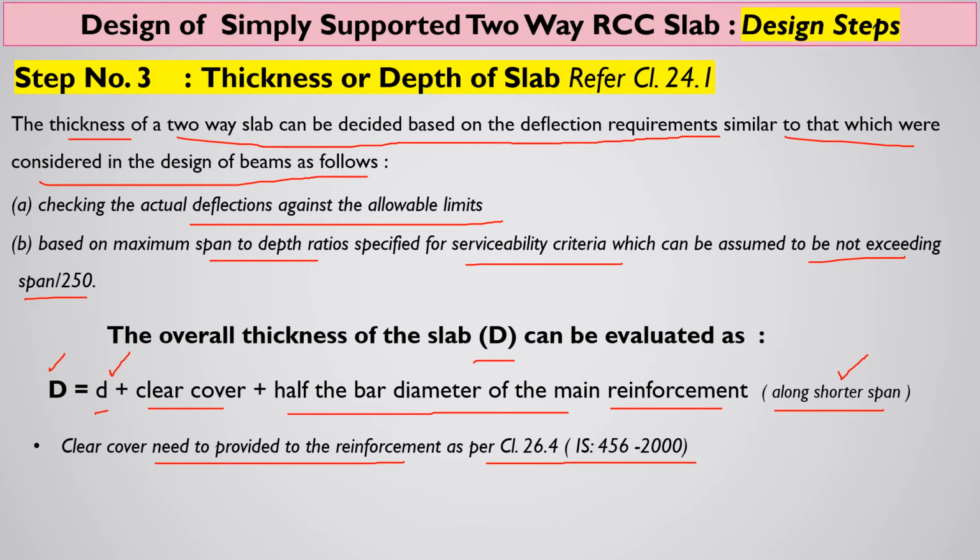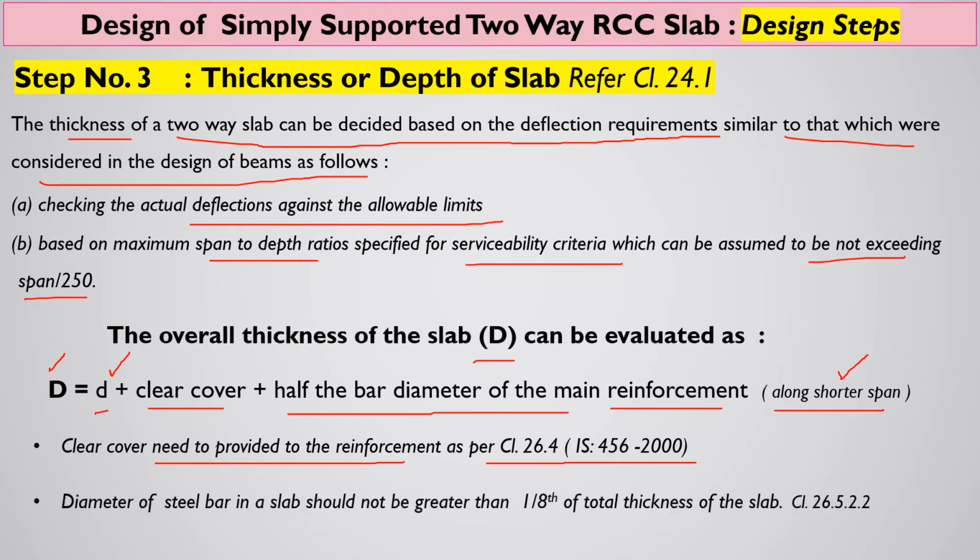And a clear cover again we can take as per the requirement based on the information available in clause number 26.4, based on what is the exposure condition and what should be the minimum clear cover required. And similarly, another guideline is that the maximum diameter of steel bar should not be greater than 1/8 of the total thickness of the slab, that is overall thickness of the slab. And we can refer clause number 26.5.2.2 here.